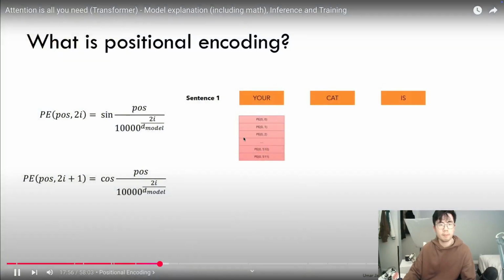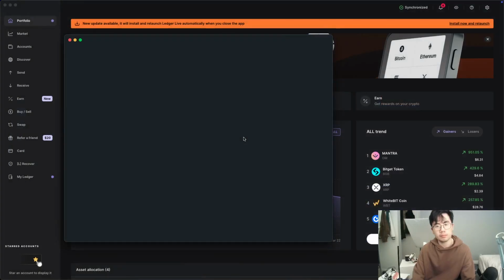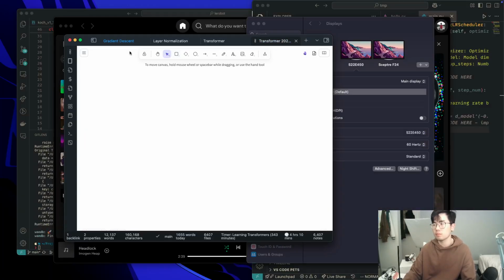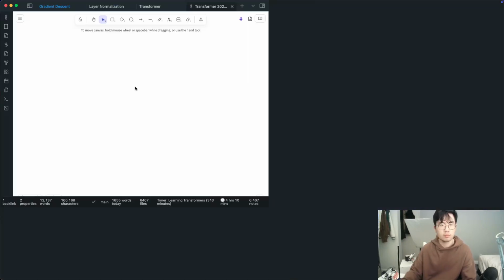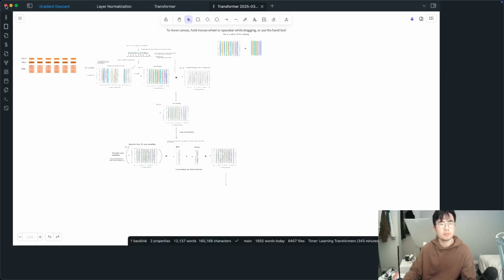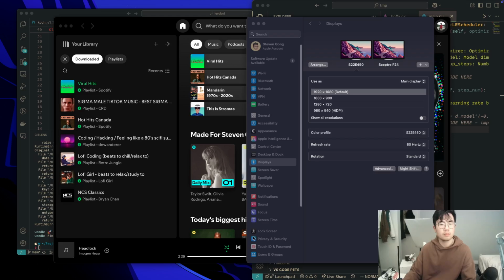Using these arguments, the first argument indicates the position of the word inside of the sentence. So the word "your" occupies position 0. For the even dimensions, so 0, 2, 4, up to 510, we use the first expression, the sine. And for the odd positions of this vector, we use the second expression. And we do this for all the words inside of the sentence.